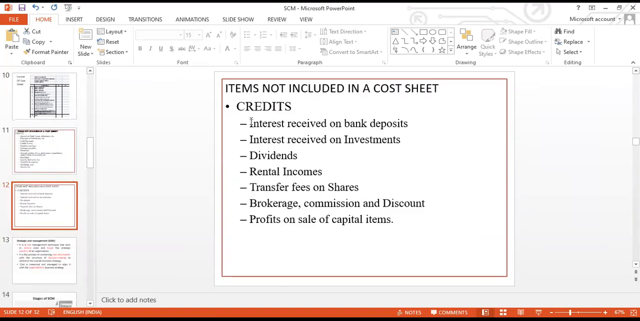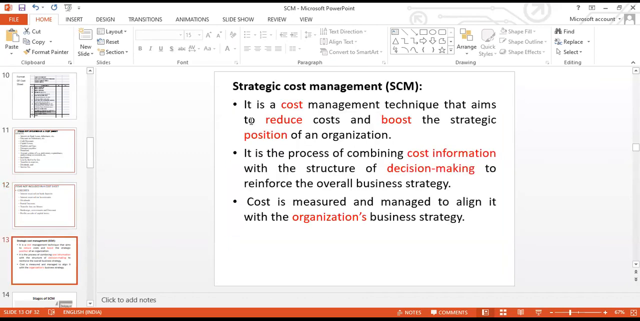As well as on the credit side, interest received, dividend, interest received on investment, dividend, rental income, transfer of shares, brokerage commission, these are also not product wise. So specifically, product के ऊपर अगर कुछ खर्चा रहेगा, product के ऊपर कुछ income रहेगा, वही हम लोग cost sheet में add करते. So ये general kind of expenses हम लोग add नहीं करते. So this was something about our cost sheet, or this was something about our cost accounting.